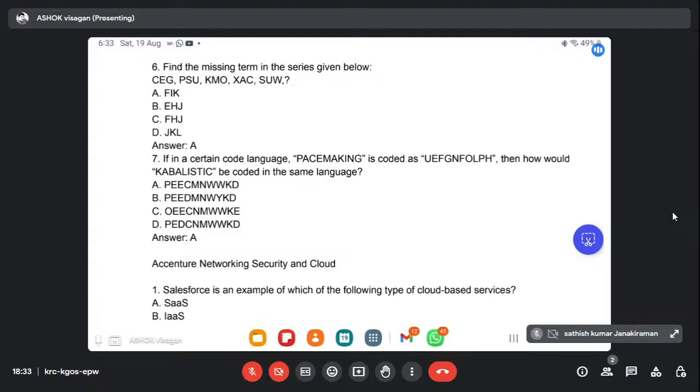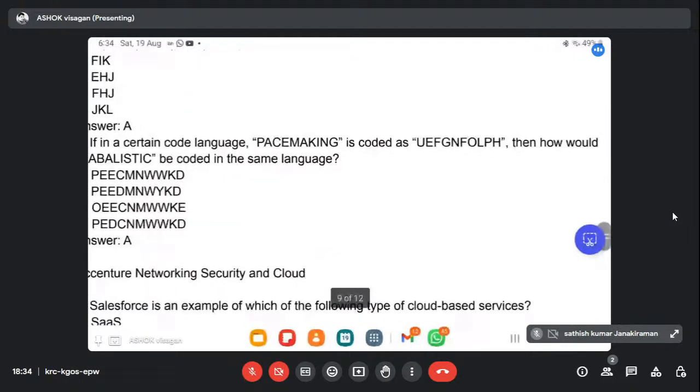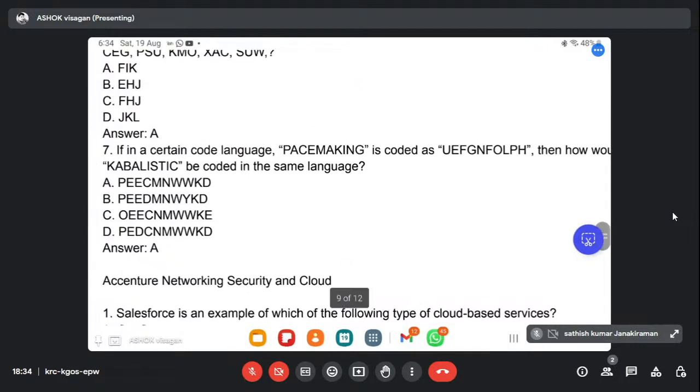First check whether you can find out the answer without my help or not. If you can do it, then no issue. Easily you can clear the Accenture interview. So first, read the question. In a certain code language, face making is coded as U E F G N F O L P H. Then how would Kabbalistic be coded in the same language? First find out the pattern behind that question. What kind of pattern have they used over there? Just find out and tell me the answer.